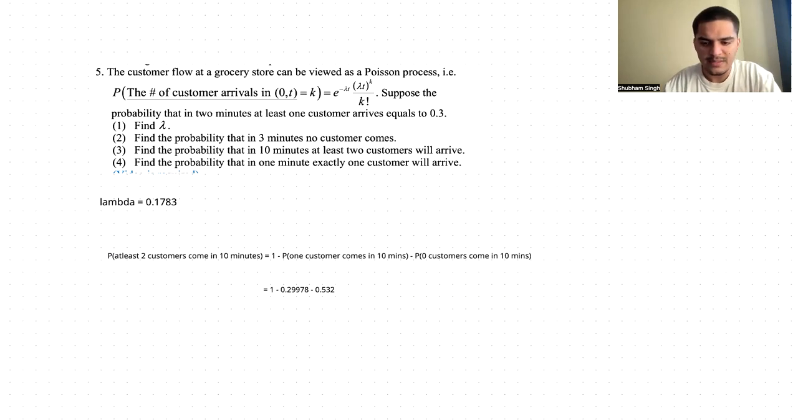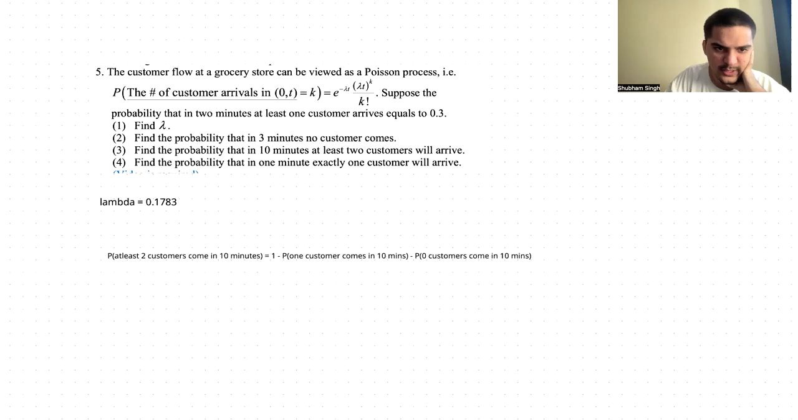So this is equal to, sorry. The probability that no customer arrives in 10 minutes is 1.68. So this will become 0.532. The probability that at least two customers come in 10 minutes is 0.532. I hope that's clear. We'll move on to the next part of the question.